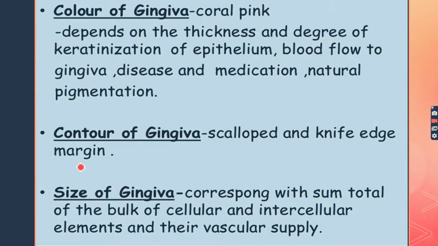Okay. Now come to contour of gingiva. It is scalloped and knife edge margin. Okay. The contour is scalloped. Remember, these points are very important. Always remember these. Contour is scalloped and knife edge and the color is coral pink. This is an easy way to understand and remember. Okay. Size of the gingiva corresponds with the sum total of the bulk of the cellular and intercellular elements and their vascular supply. Okay.